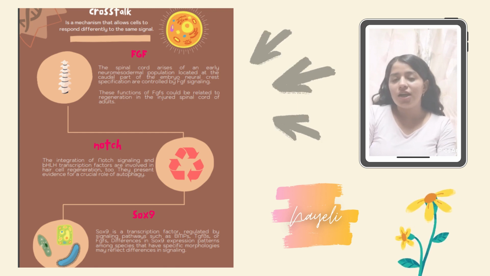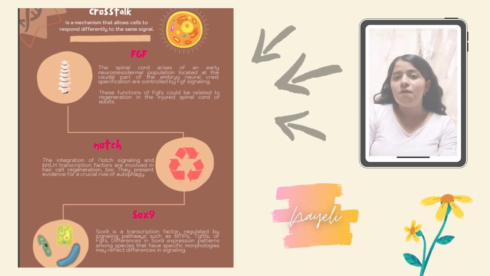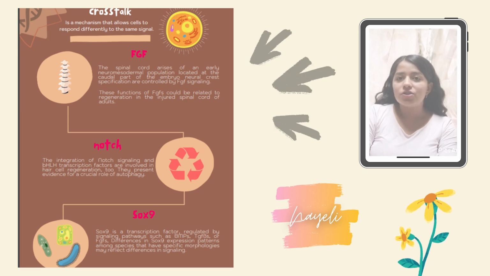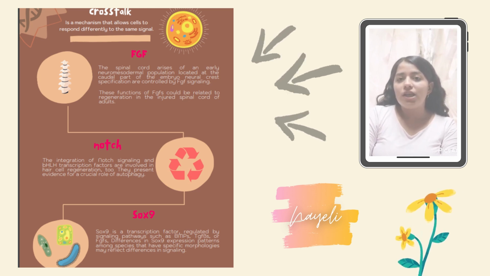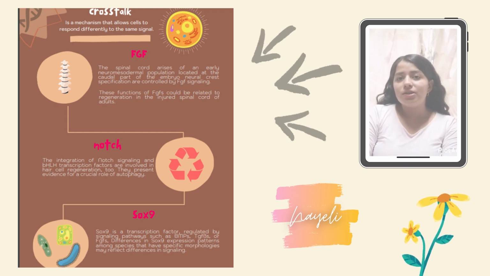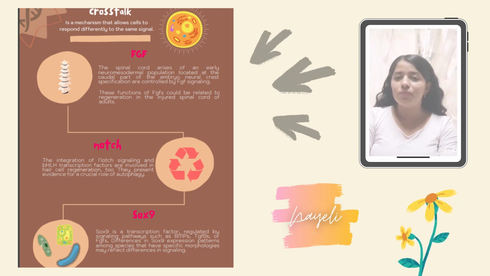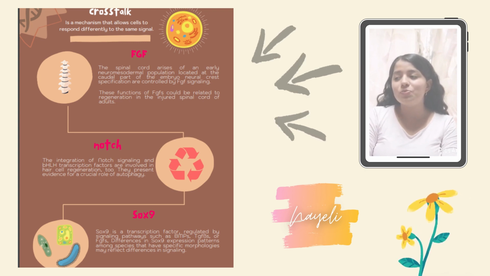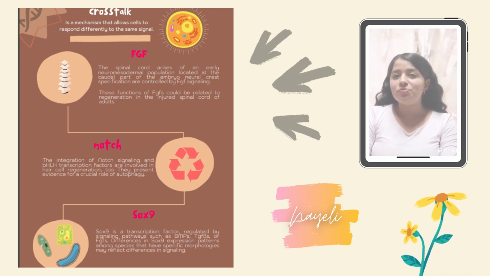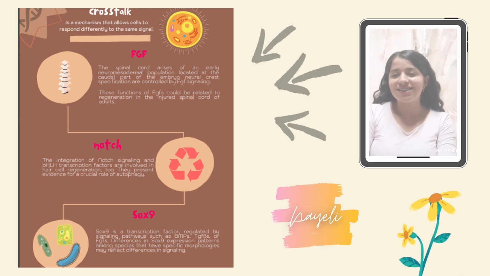The SHH is an important pathway for congenital malformation in humans and for the generation of limb morphological diversity during evolution. The SOX9 shows expression patterns among species that have specific morphologies.